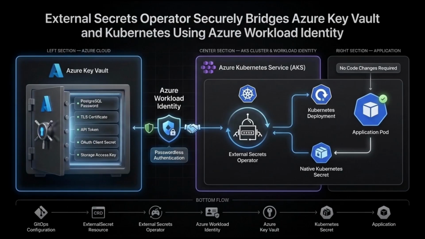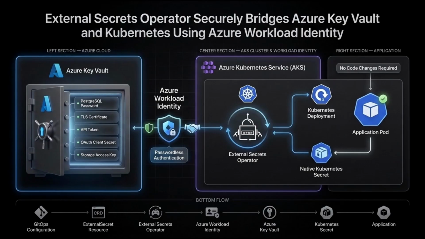ESO runs inside your cluster and acts as a bridge. Using Azure Workload Identity, ESO securely authenticates with Azure Key Vault without needing any password itself. It fetches the real database password from the vault and then dynamically creates a native Kubernetes secret inside your cluster. The beauty of this architecture is that your application pods don't need any special SDKs or code changes. They just consume standard Kubernetes secrets exactly like they did before. They have no idea ESO is even running.